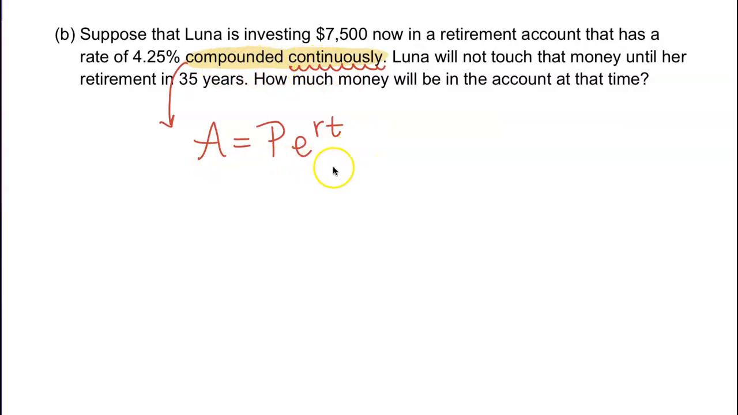A equals PERT. They're saying Luna will not touch that money until her retirement in 35 years. So time will be 35. How much money will be in the account at that time? So we're trying to find that accumulated amount A. What's P? P stands for principal, the initial amount in this investment. So we're going to put 7,500 for P.